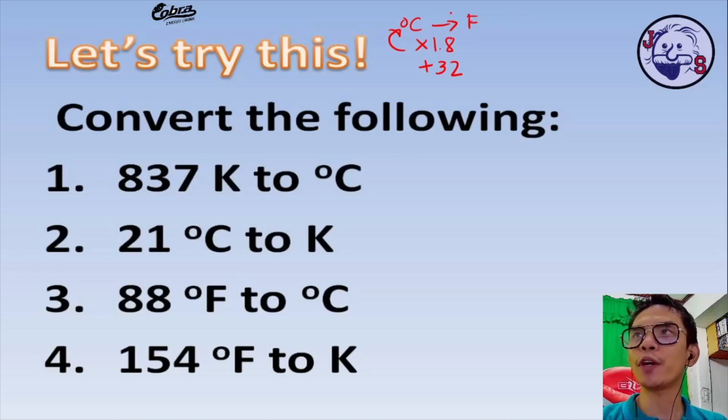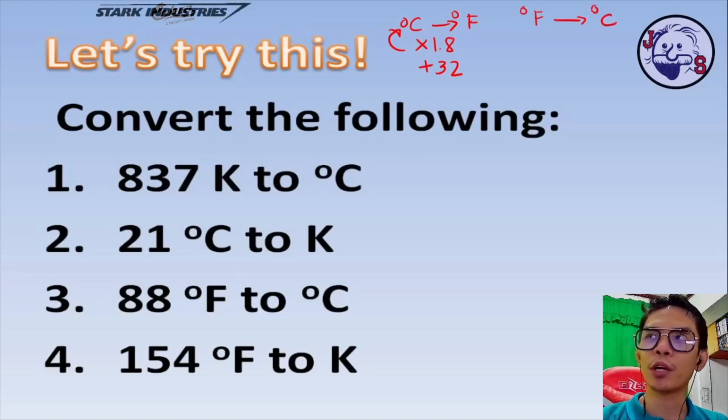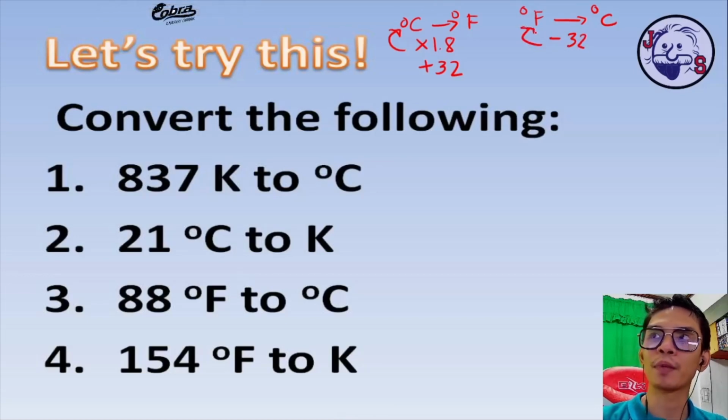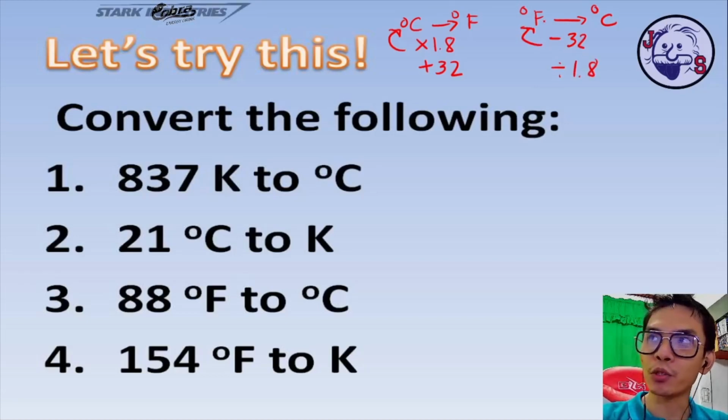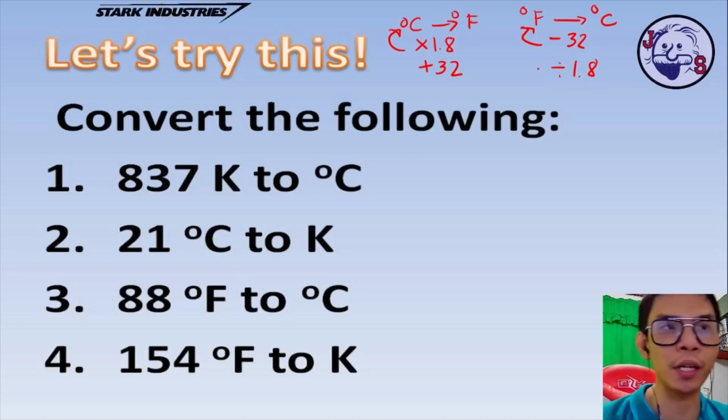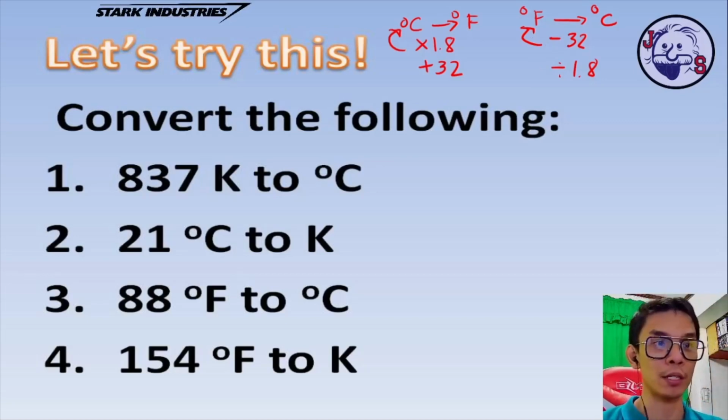Now, when you are converting degrees Fahrenheit to Celsius, before you divide, subtract 32 from the degrees Fahrenheit, then divide by 1.8. So again, subtract 32, then divide by 1.8. That's how you convert between degrees Celsius and degrees Fahrenheit. So let's take a look at the problems that we have right here.